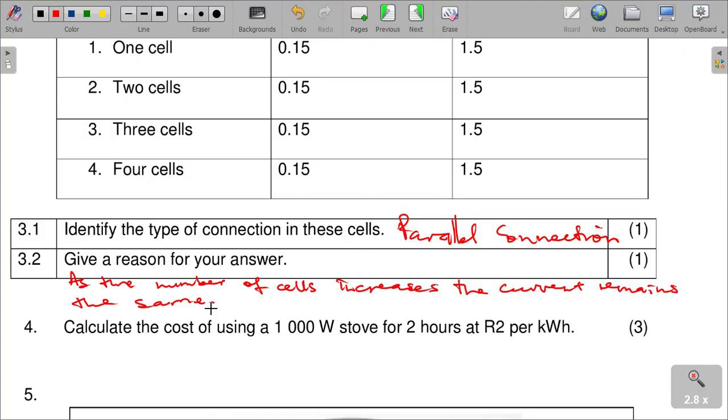We can also talk about the potential difference, which shows the voltage. The potential difference also remains the same as the number of cells increases.